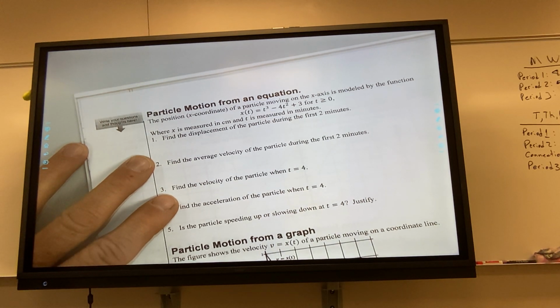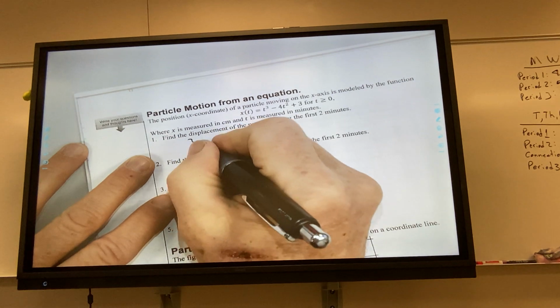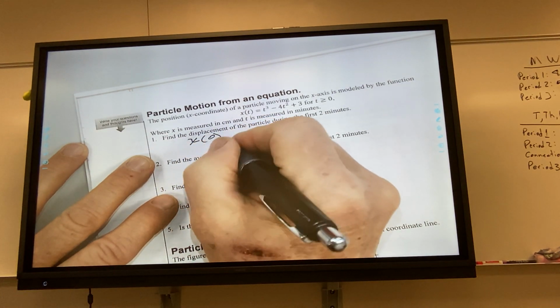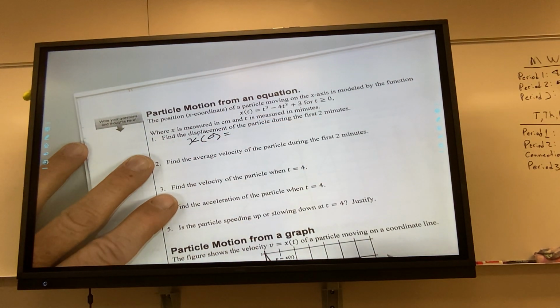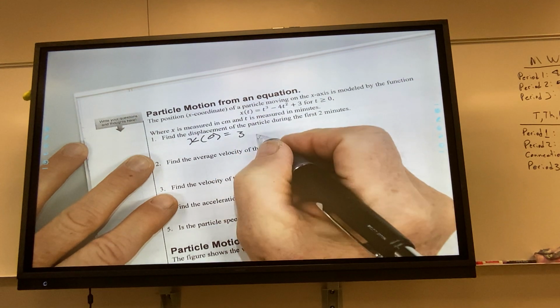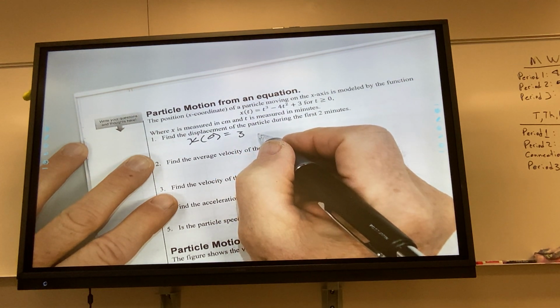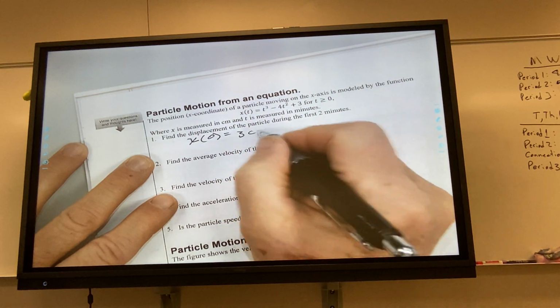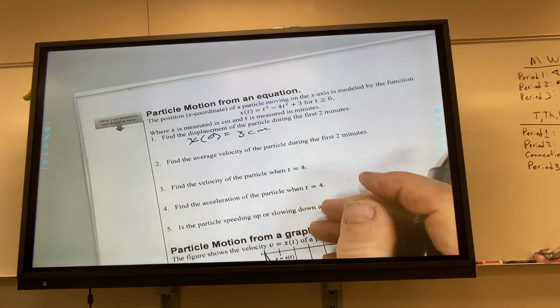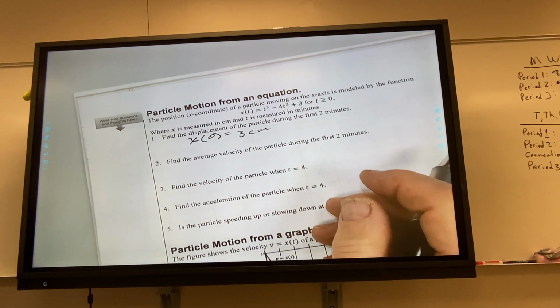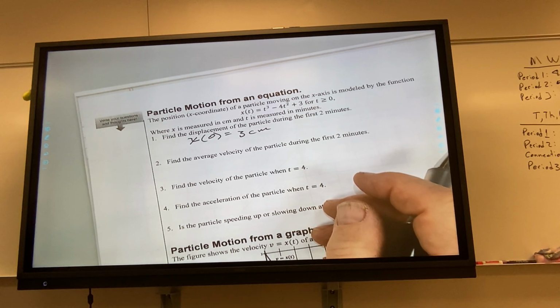Would everybody agree? So what I'm going to do is plug in 0 into here, and I'm going to get what? 3. 3 what? Because they give you units. Centimeters. 3 centimeters. Okay, everybody agree with that? So at the start, at time 0, this particle is at 3 centimeters.